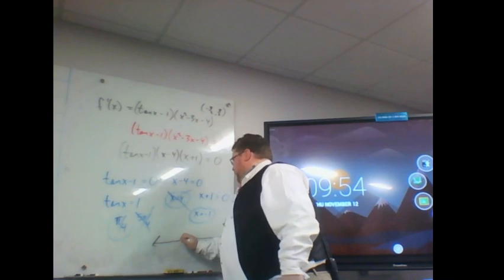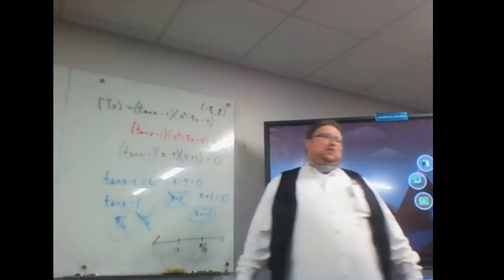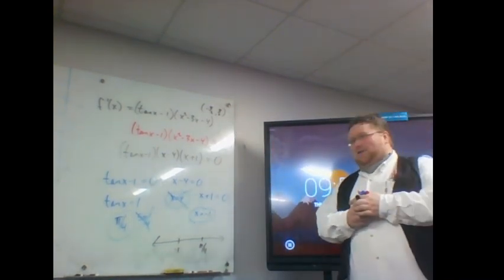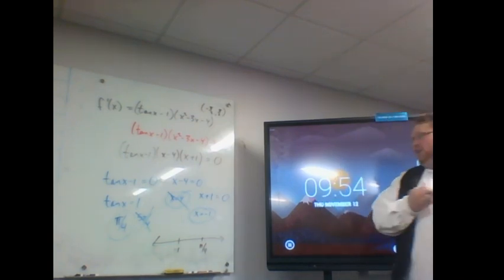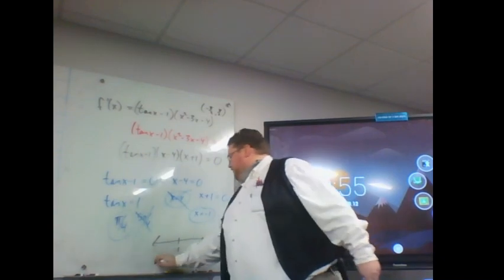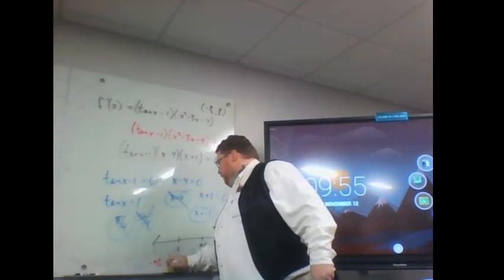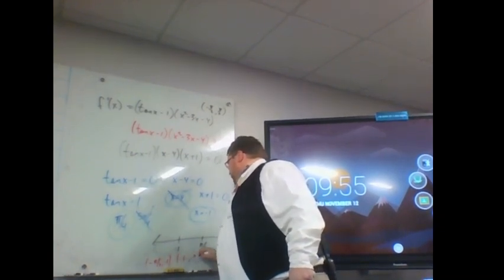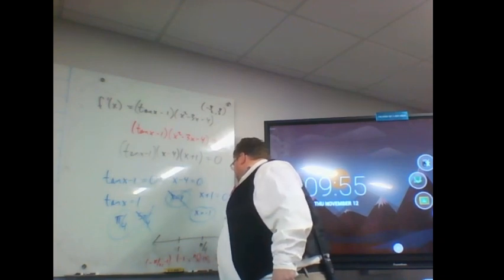Okay, we got negative 1. We have pi over 4. Ooh, mixing whole numbers and pi values. Oh yes, I'm looking forward to this, okay? I got 3 intervals. My intervals are from negative pi over 2 to negative 1. That's the first interval. Second interval is from negative 1 to pi over 4. Third interval is from pi over 4 to pi over 2.